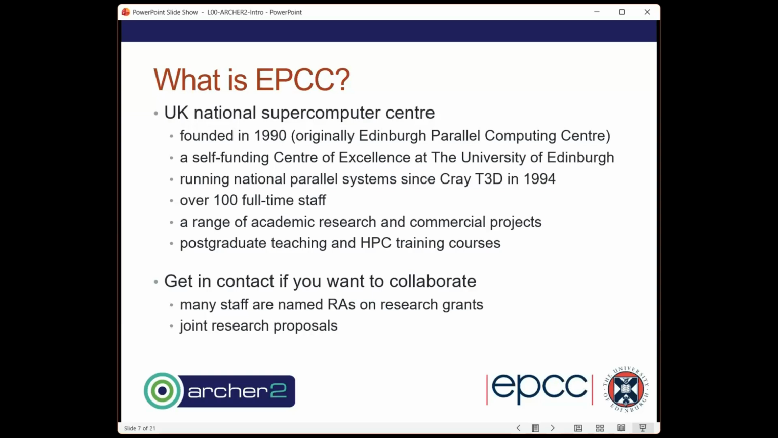In terms of UK research projects, EPCC staff members are just standard postdocs, research assistants. So a lot of our staff work collaboratively on research projects with groups around the UK and in Europe more increasingly. And they just name us 50% on somebody's research grant. That's a lot of joint research proposals we do on the academic side.